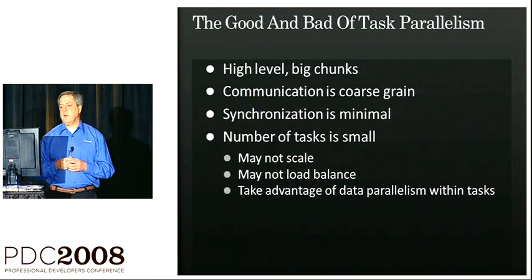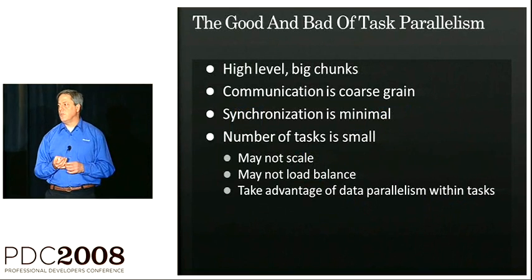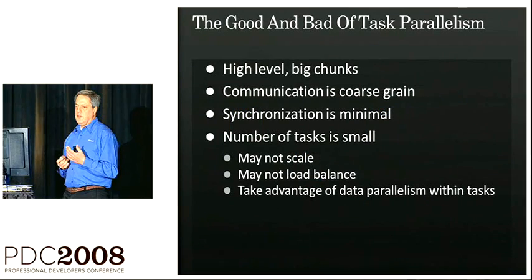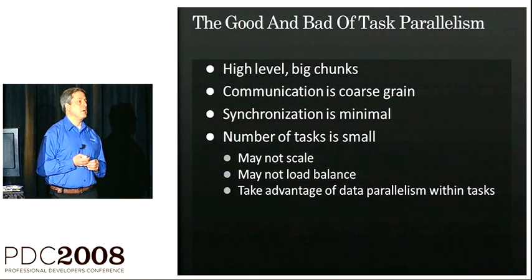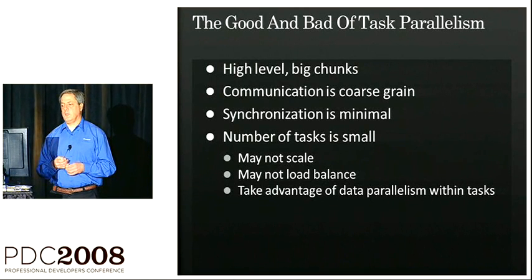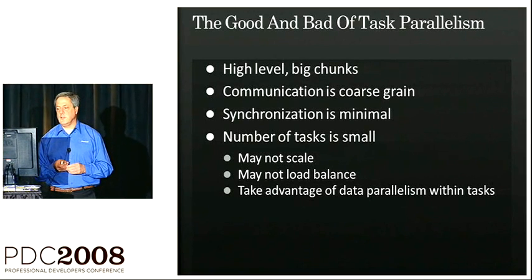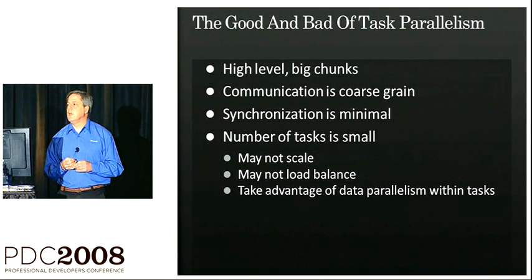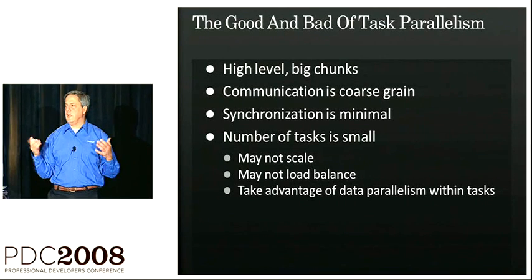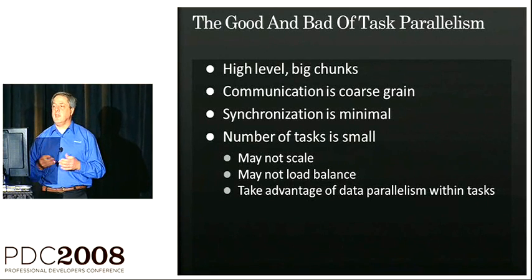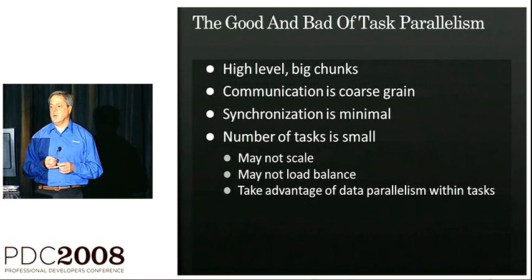So the good and the bad of task parallelism is that the good is that I have fairly high-level chunks. They're sort of obvious in most cases. They're big chunks, so I do a lot of work, and I can amortize the cost of spawning of that work and the creation of the work. Also, my communication is fairly coarse-grained. I'm either sending large messages between these different tasks, or I'm sending few messages because there's not a lot of coordination at the highest level. Synchronization is also minimal. I don't have lots of little things all trying to coordinate to their own data. Each of the tasks, for the most part, works on its own data with few communication and synchronization points.